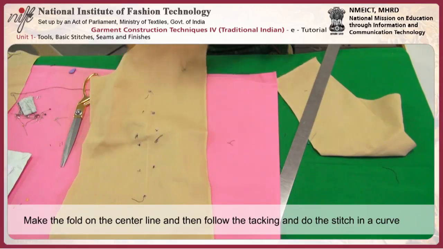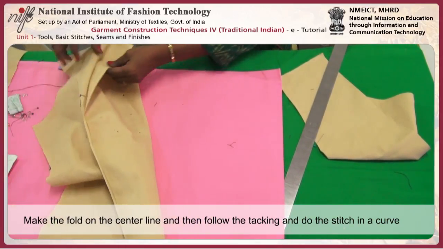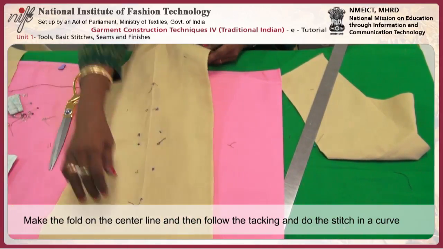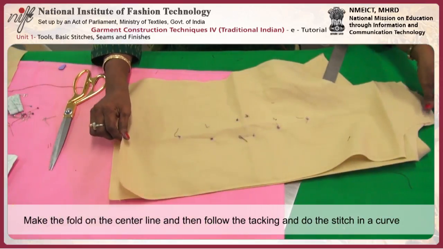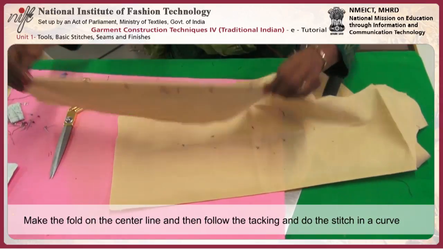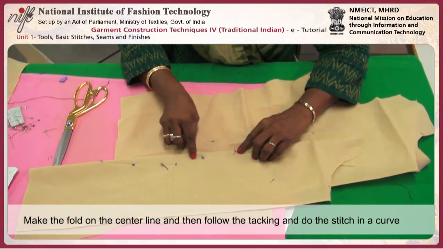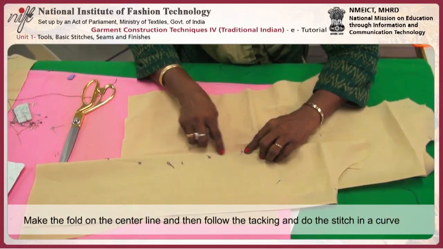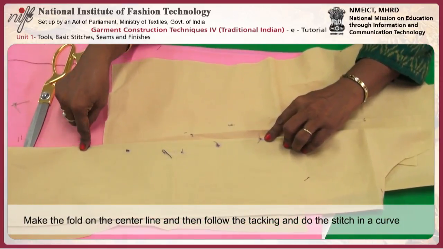Now I am going to finish the dart in one piece. Make the fold as in the center line. Then follow the marking or follow the tacking and do the stitch as in a curve.